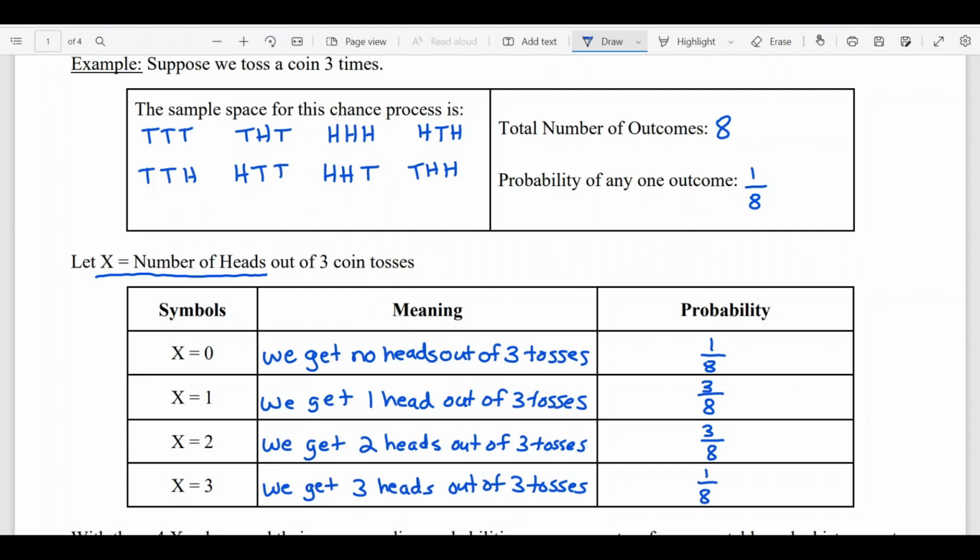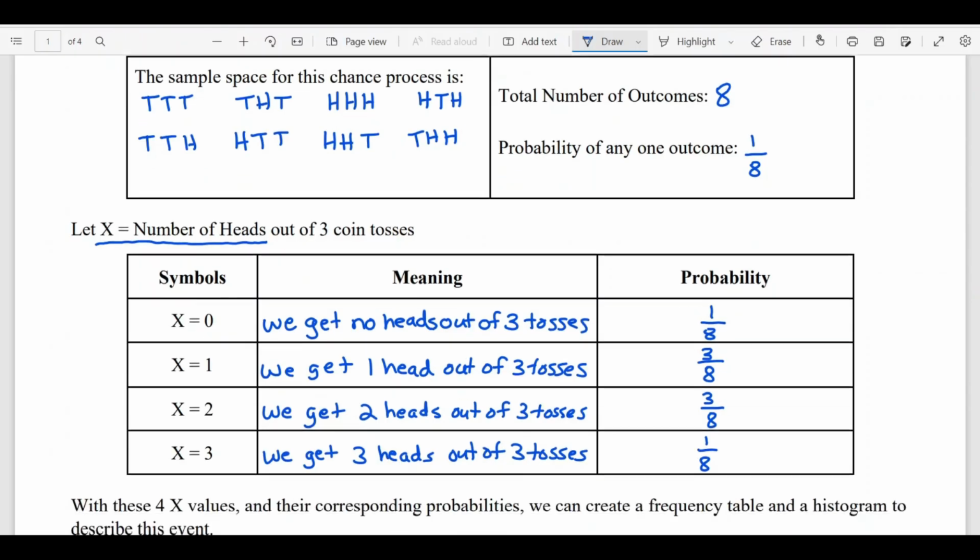Okay. And those are the only 4 values that X can take. X can't be 4 in this scenario, because the max is X equals 3, 3 heads in 3 coin tosses. X isn't taking decimal values. X in this situation can't be negative. So with our random variable here, we listed out our 4 possible X values.